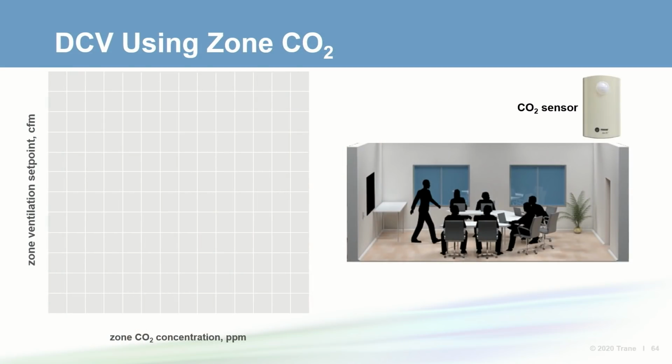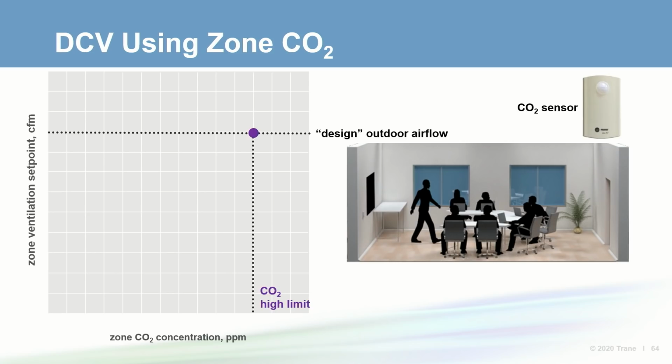When DCV is implemented at the zone level, the ventilation set point is determined by the zone controller and is most often based on the CO2 concentration measured in the zone. This chart depicts the control sequence with the CO2 on the x-axis and the zone ventilation airflow set point on the y-axis. At the zone design's outdoor airflow and design occupancy, a corresponding high-limit CO2 concentration is calculated per AHRI 62.1. When the measured CO2 concentration is equal to or higher than this CO2 high limit, the ventilation set point is at the design rate for the zone.